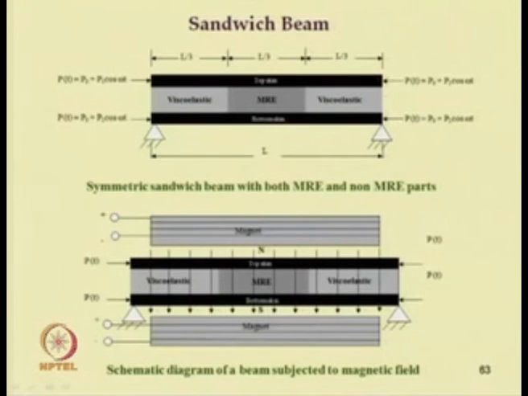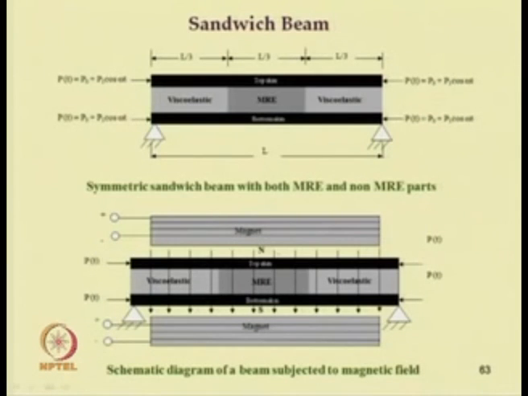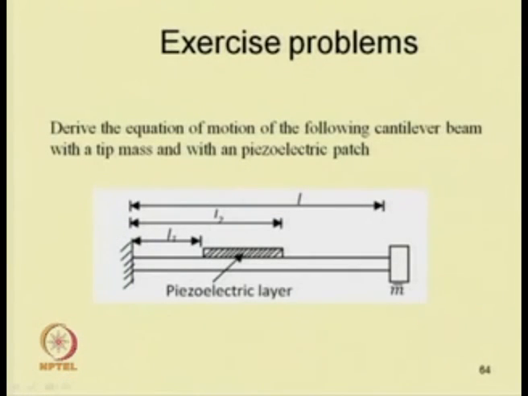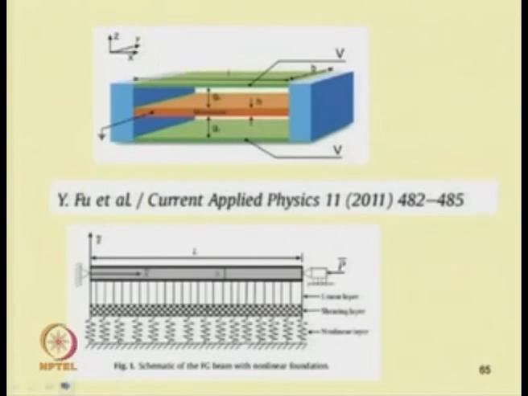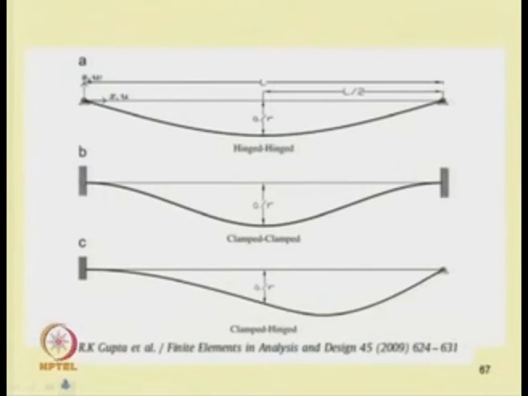Also one can derive the equation of motion for the sandwich beam when this magnetic field is applied, by using the force due to magnetic field. Also one can derive the equation of motion for a cantilever beam by taking a piezoelectric layer in a similar way. Also one can take a micro beam. Also one can take a functionally graded material supported by nonlinear springs, or by taking a linear or nonlinear vibration absorber and with different boundary conditions.